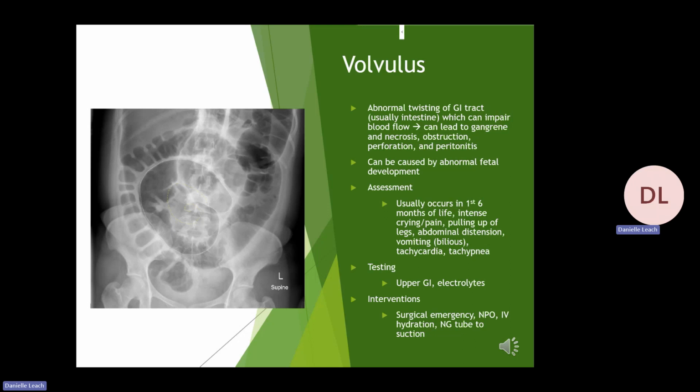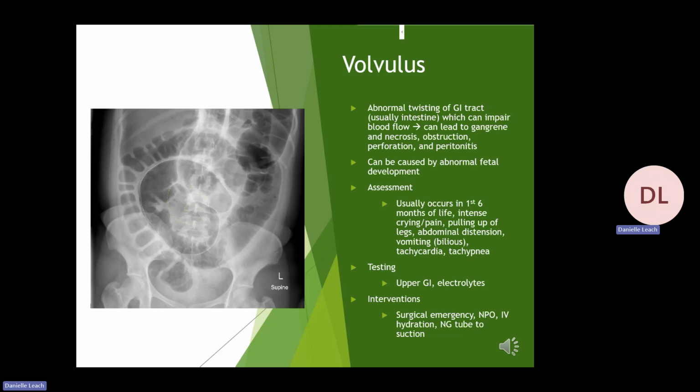This is sometimes caused by malrotation of the bowel during fetal development, which can predispose the child to a volvulus, which usually has a sudden onset. It can also happen in adults as well, sometimes after some sort of GI surgery.